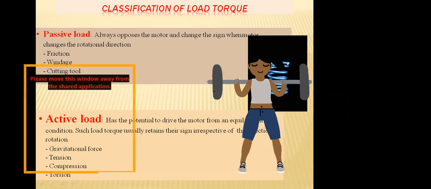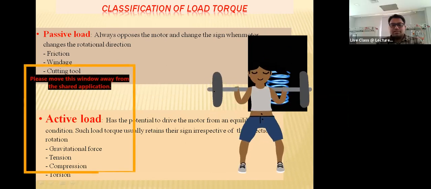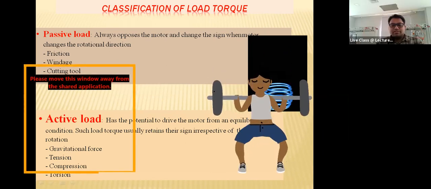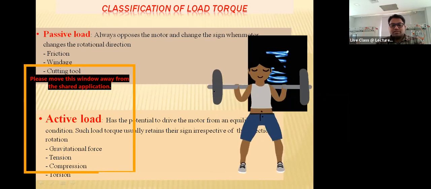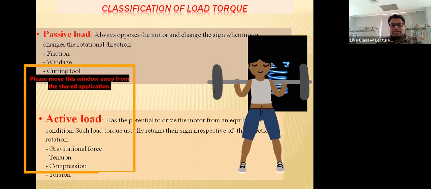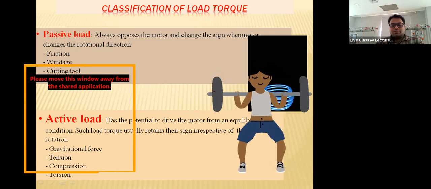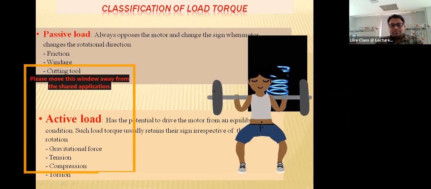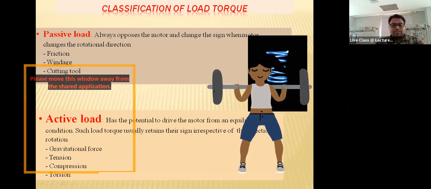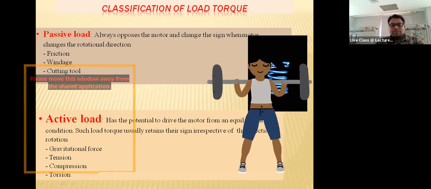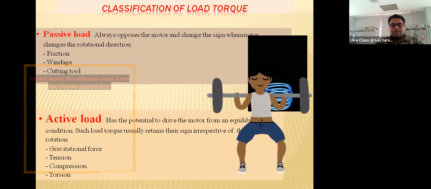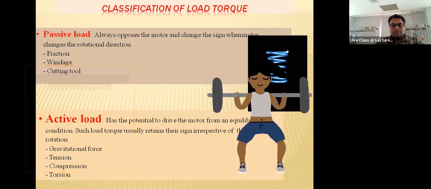Another such example is weightlifting. That's a gravitational force. When you go up, you feel the opposition. When you go down, do you still feel that opposition? No. So that's called an active load. The official definition is in this slide only. I will be posting this slide shortly.